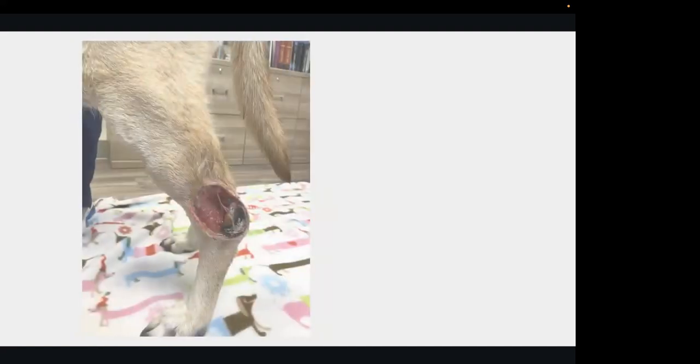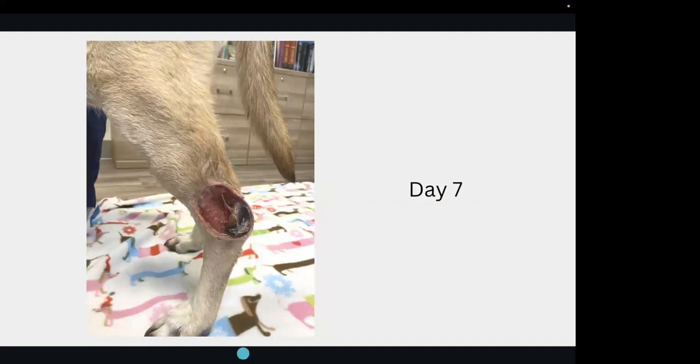This was her 7 days later. Kind of just like the pictures. What I'm not sure you can appreciate is there's kind of a lot of swelling in her leg. This actually looks better than it did about 2 days later. So 2 days after the injection, her leg was swollen from paw to hip.